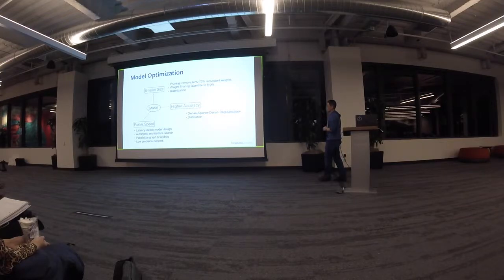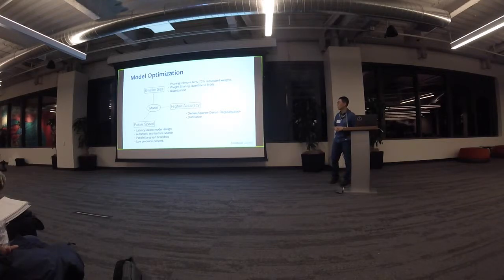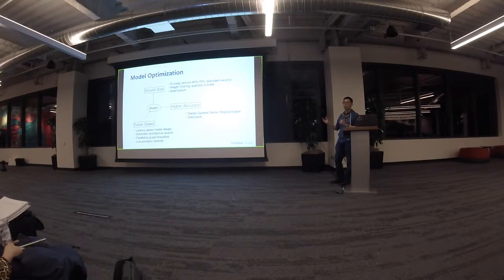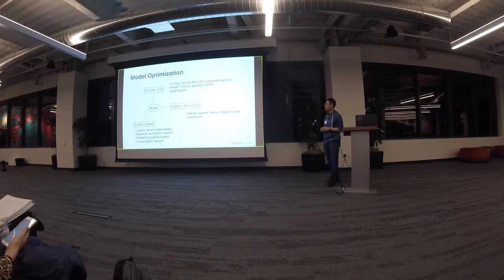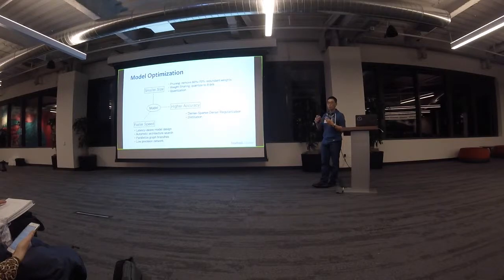To get higher accuracy, you could use dense-sparse nets to try to get better accuracy. Another thing I haven't talked about today is that you can use a larger network to train a smaller network. This is a technique we call distillation. This would help increase the accuracy of smaller models. And finally, for faster speed, we talked a little bit about latency-aware model design, which is adapting the model to target a device to improve speed. You can go to automatic architecture search to find more efficient models for different devices.